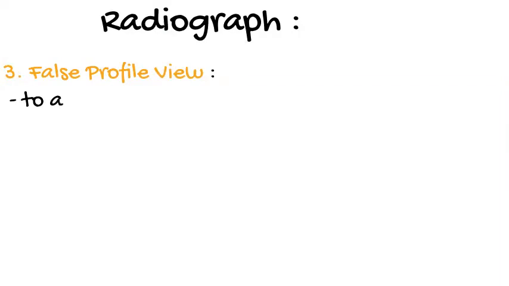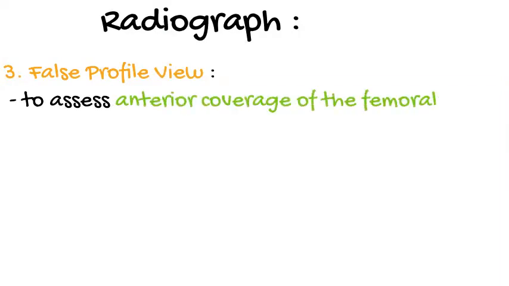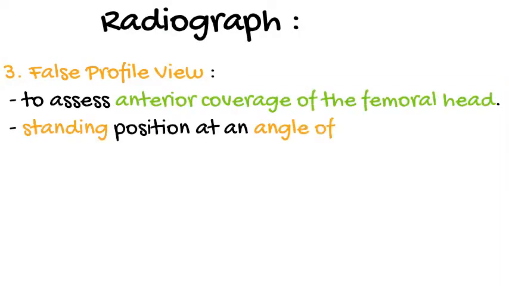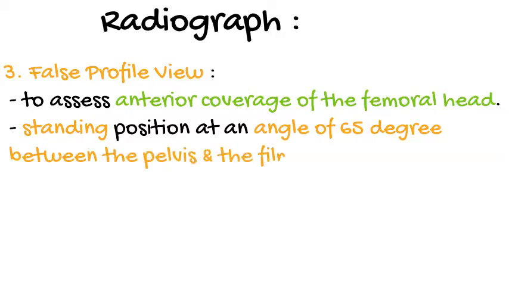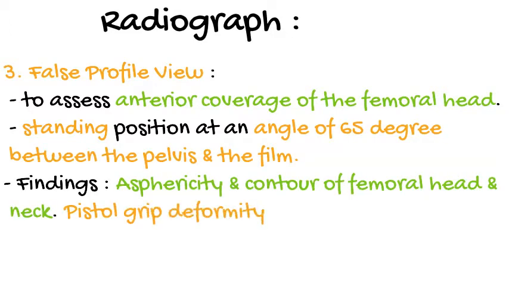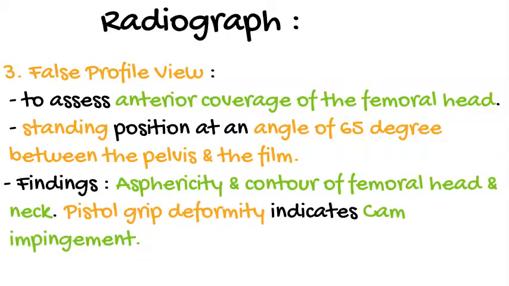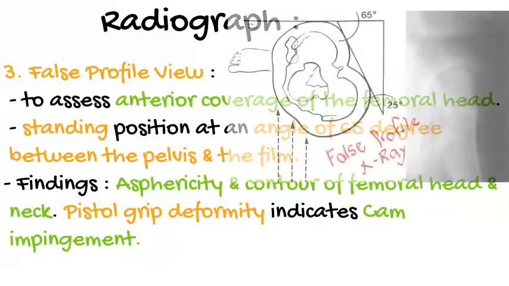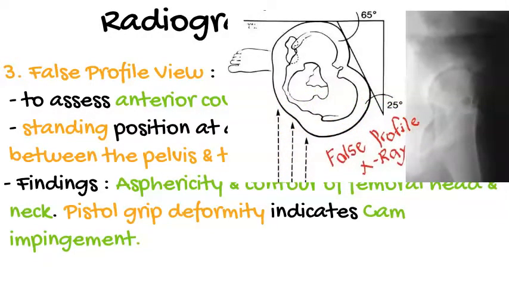Number 3, a false profile view. This view is to assess anterior coverage of the femoral head. The patient will be in standing position with an angle of 65 degrees between the pelvis and the film. Findings in the radiograph show asphericity and contour of the femoral head and neck.